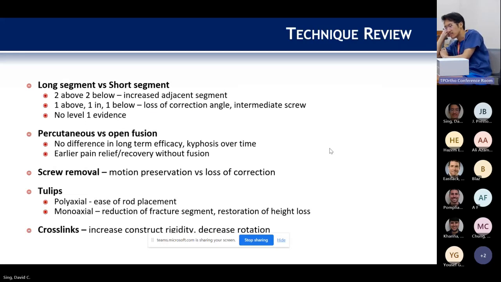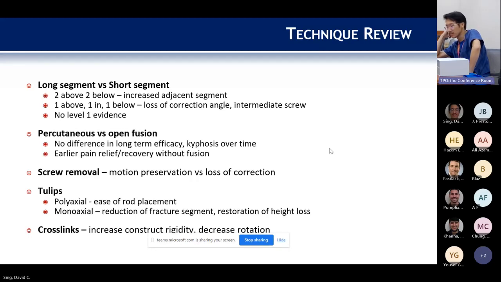with long-term follow-up. With longer constructs, 2 to 3 above or below, you do risk having a longer rigid segment, which increases your chance of adjacent segment breakdown. With shorter segments, you have less pain and faster recovery, less risk of adjacent segment problems, but perhaps there is some higher risk of losing your correction angle, depending on how much kyphosis they came in with to start with.